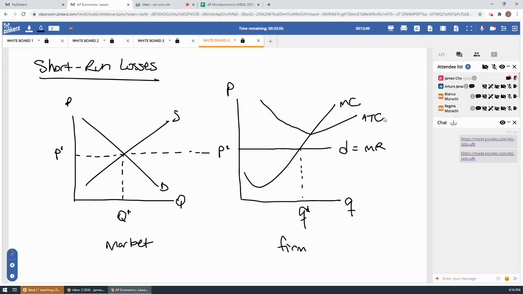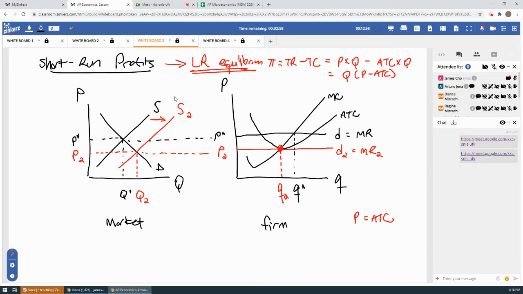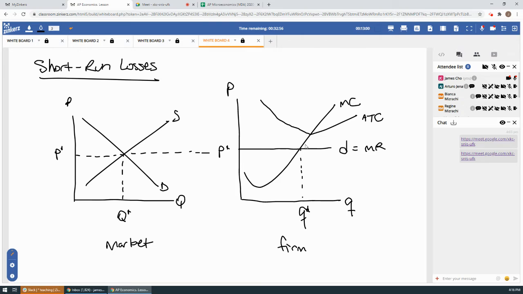What's that? Doesn't the ATC go below? No, like the minimum. So again, I do that if I want to show short-run profits. If I want to show short-run losses, I show it above. Okay, because it's the same analysis.